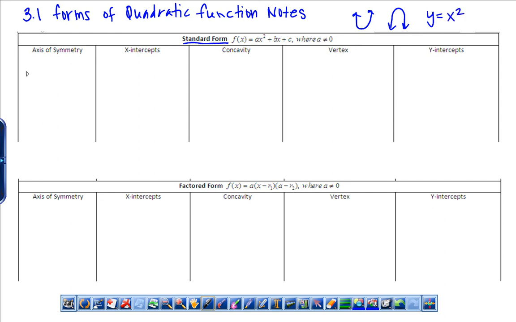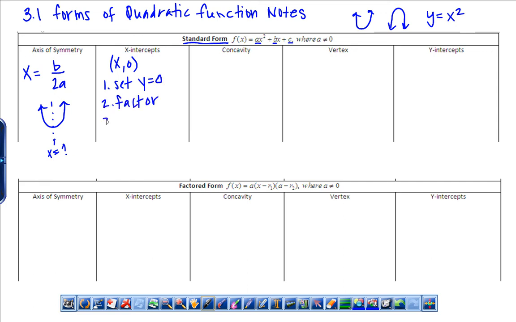Axis of symmetry can be found by saying x equals negative b over 2 times your a. Remember, your axis of symmetry is right down the middle, so it's going to be an x equals equation. Your x-intercepts are always going to be an x comma 0. You can find that by setting your y equal to 0 and then factoring and then solving for x.